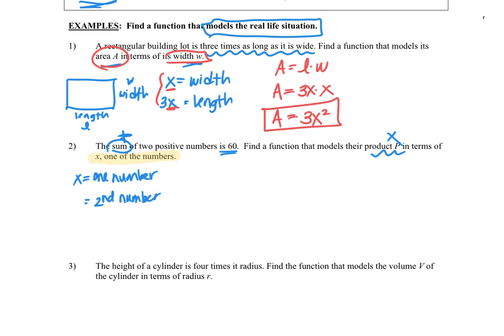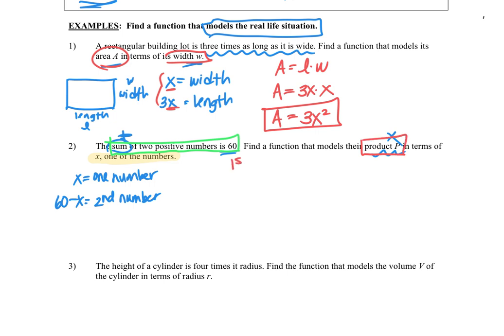Well, I have to go back to this part right here. It says the sum of 2 of them is 60. So if I add them both up, I get 60. Or if I take 60 and I subtract the first one, that would be my second number. Does that make sense?